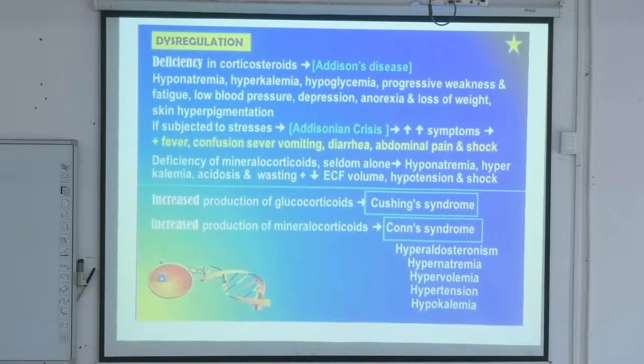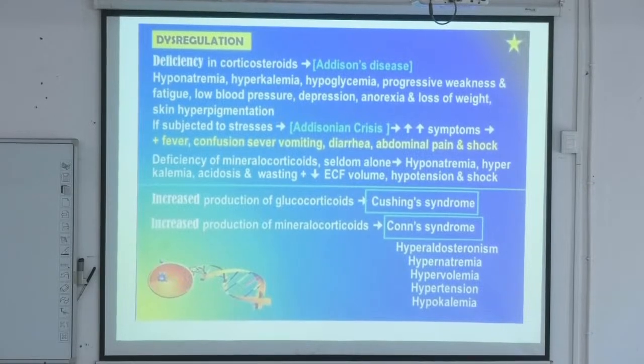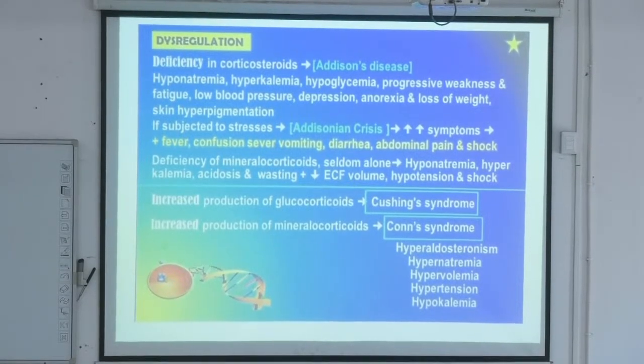And the entire metabolism of the body, fat, carbohydrate, protein, all will be hampered. So the entire body will not properly function in Addison's disease. See what happens in Addison's disease? Hyponatremia, hyperkalemia, that is because of the mineralocorticoid. Hypoglycemia. Glucocorticoid controls carbohydrate metabolism. Glucose is not produced properly in the body. So there will be hypoglycemia. With progressive weakness and fatigue because entire carbohydrate metabolism is down. Even protein metabolism and fat metabolism are also not properly acting. So there is progressive weakness and fatigue.